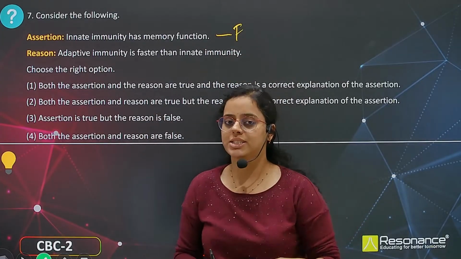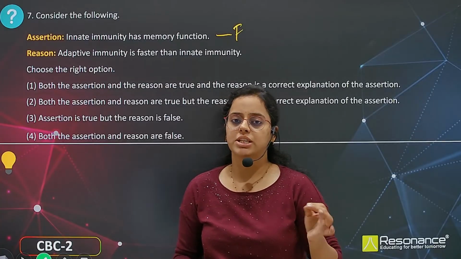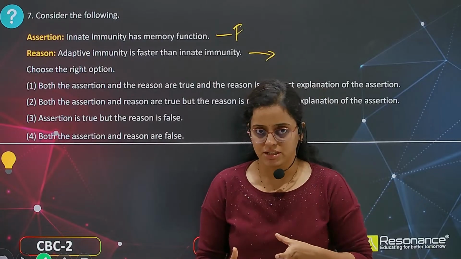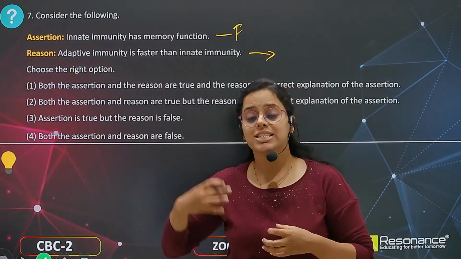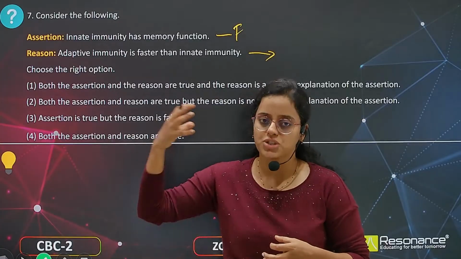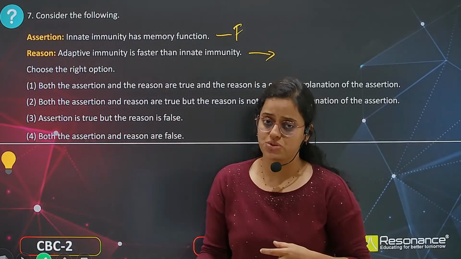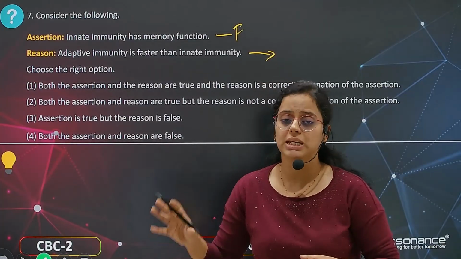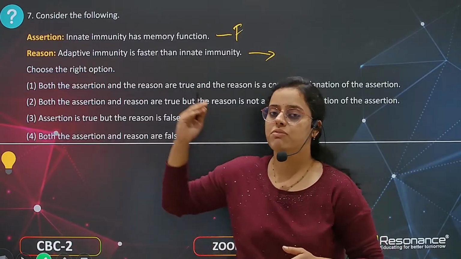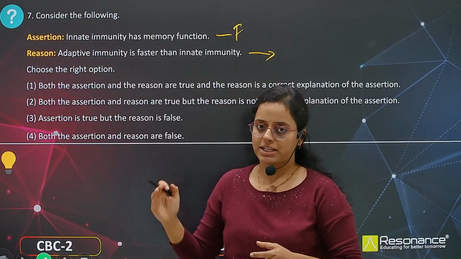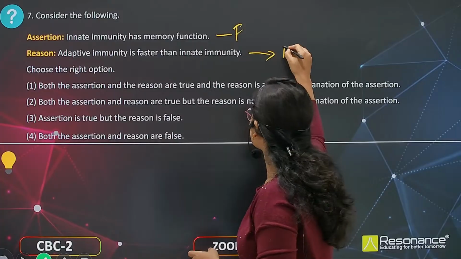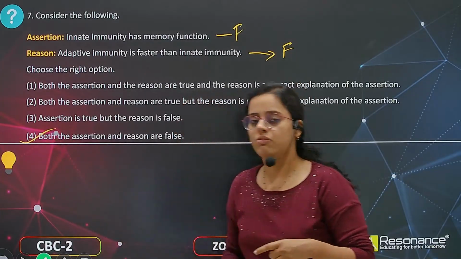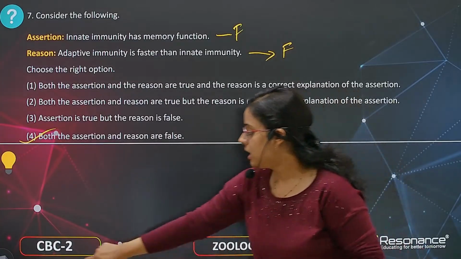Now coming to the reason: adaptive immunity is faster than innate immunity. Again wrong, because innate immunity is present from birth, and adaptive immunity takes time. Why? Because if the pathogen is entering, it has to recognize the pathogen, form the types of T lymphocytes, and form B lymphocytes. Now these B lymphocytes will form antibodies against the bacteria or pathogen. So both statements are false. Here both assertion and reason are false, so the answer is the fourth one. Very easy, right?